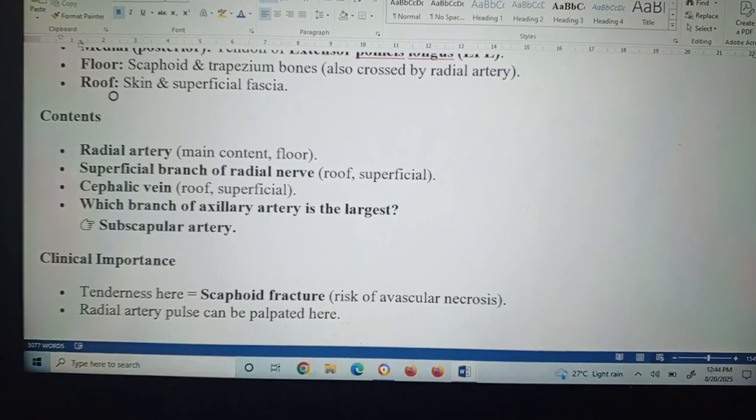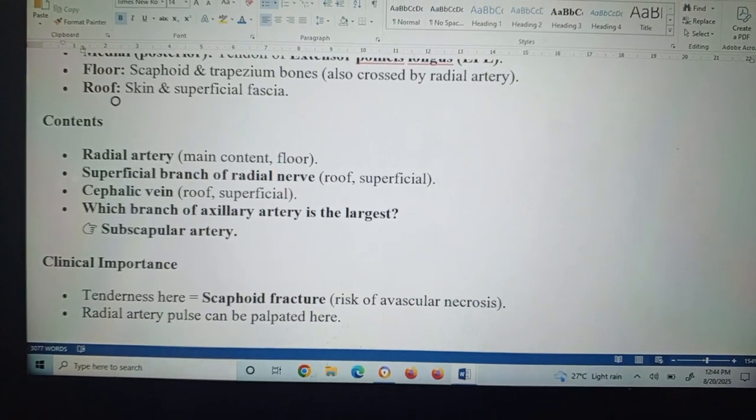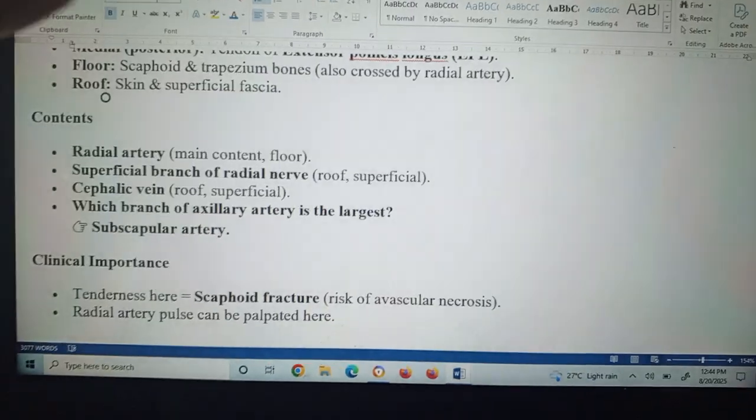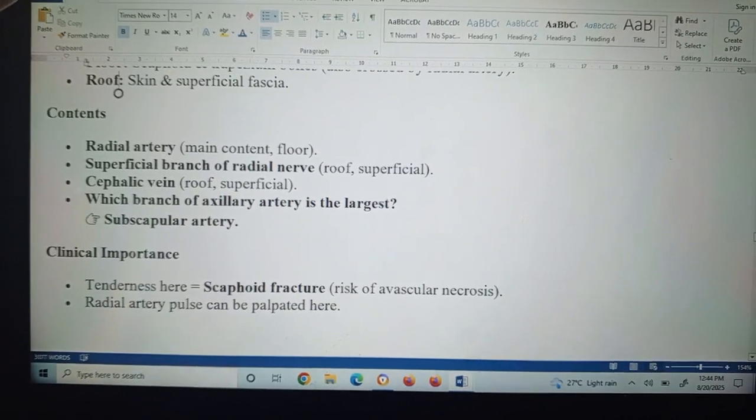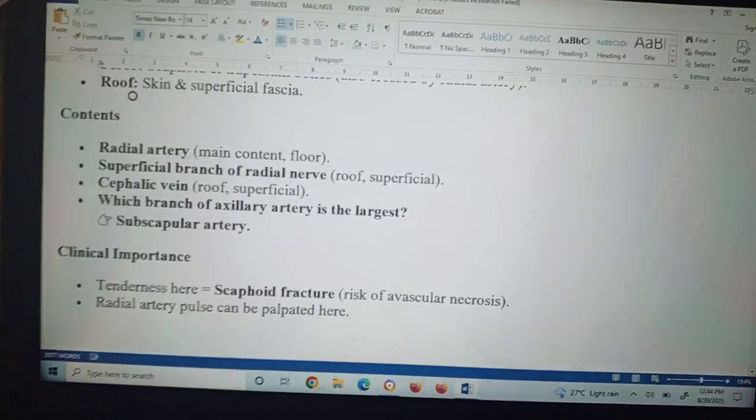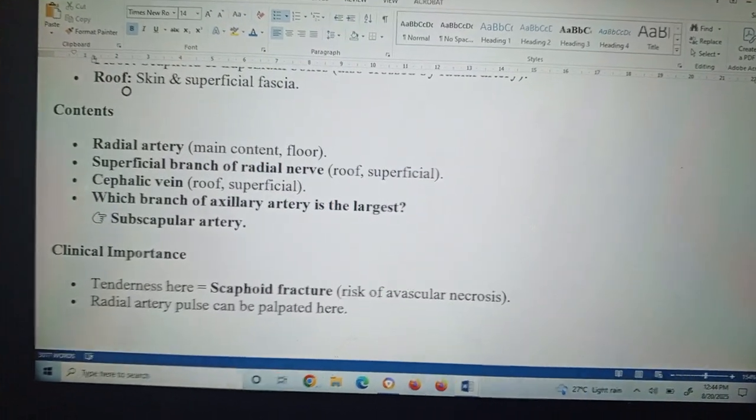Vein should not be written as V. Nerve should not be written as N. Nerve full spelling should be written. The contents are radial artery, superficial branch of the radial nerve, cephalic vein. There was a mnemonic for it. I have already told you.